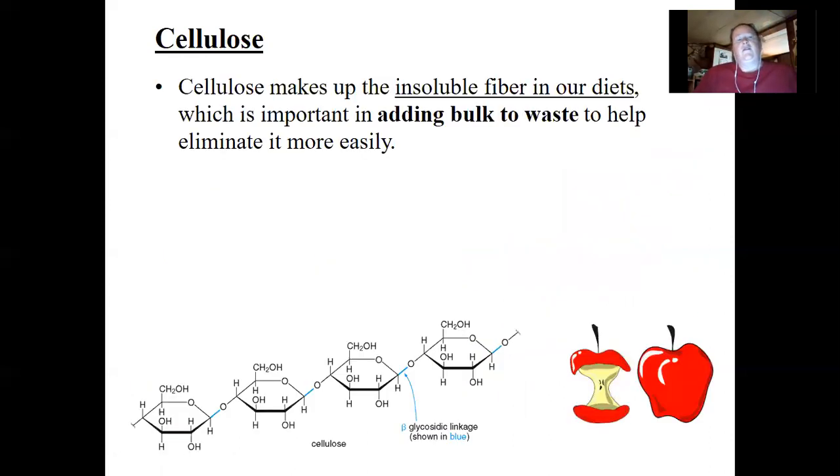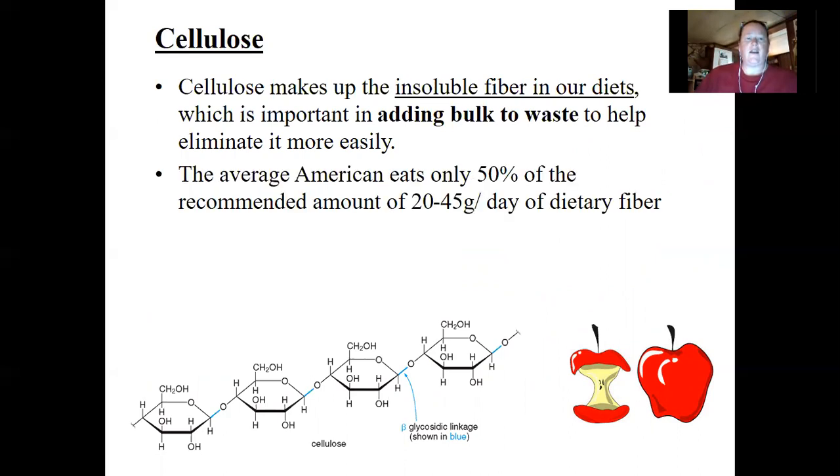So cellulose, again, is what makes up the insoluble fibers in our diet, fiber, and that's an important component to adding bulk to the waste and help eliminate it more easily. Most of us don't get the amount of fiber that we should be getting each day. It's recommended that we should get between 20 and 45 grams per day, and most Americans get only about half of that. I have an apple here because it's a really good source of fiber.